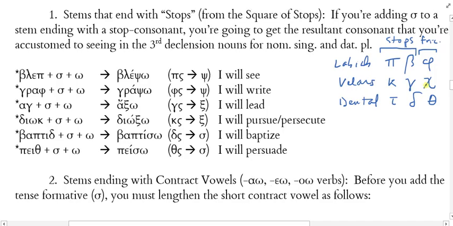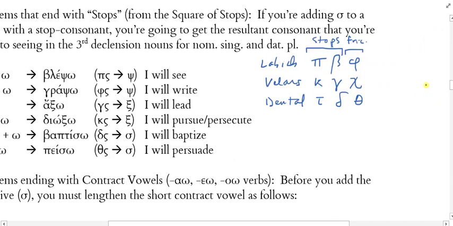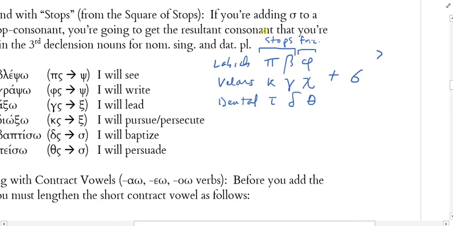In the future, if I have a verb whose stem ends with one of these, and then I add a sigma, they are going to behave in these ways. Pi, beta, or phi plus a sigma is going to produce a psi.